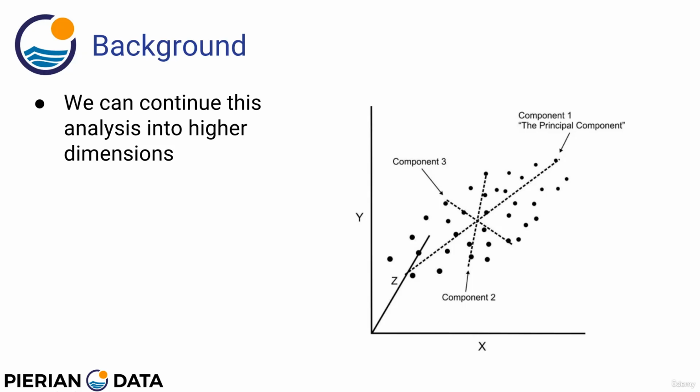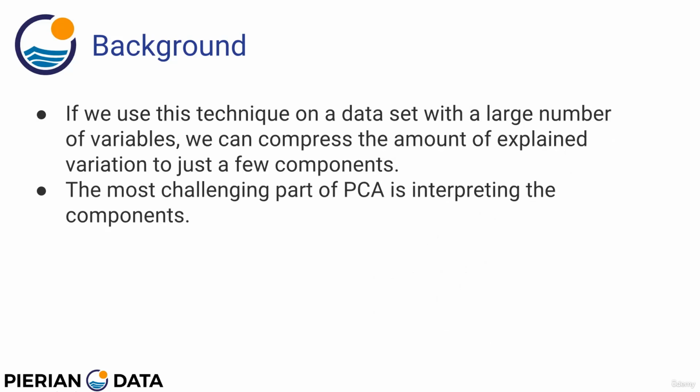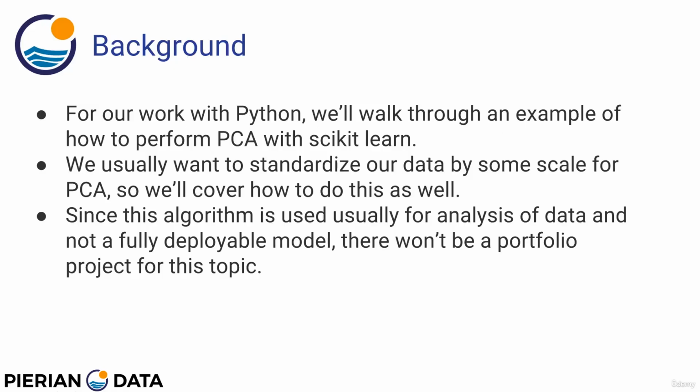Here we now have 3 components. Component 1, the principal component, explains most of the variance, and then component 2 and component 3 lie in a higher dimension as we go into the z-axis. If we use this technique on a dataset with a large number of variables, we can compress the amount of explained variation into just a few components. However, the most challenging part of PCA is interpreting the components.